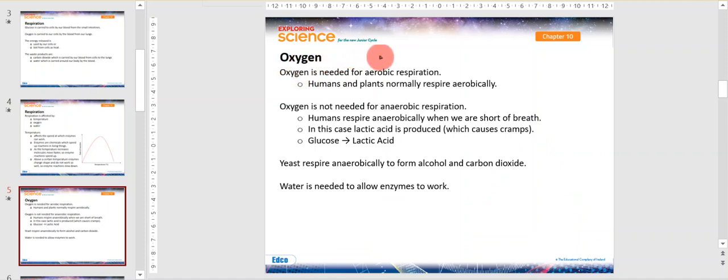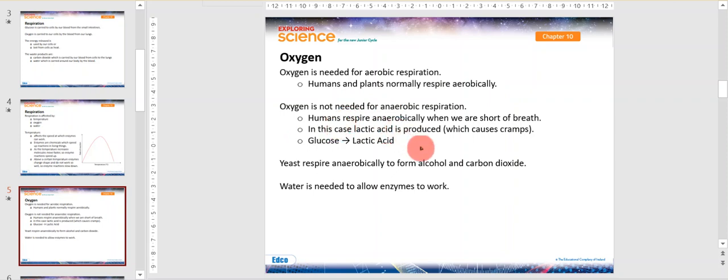So oxygen is needed for aerobic respiration. Humans and plants normally respire aerobically. So what does that mean? Humans and plants, they normally use oxygen in order to go through the process of respiration. Oxygen is not needed for anaerobic respiration. So anaerobic means respiration without using oxygen.